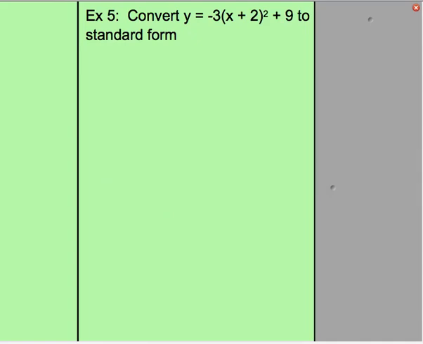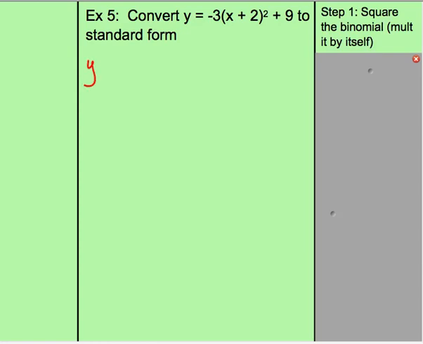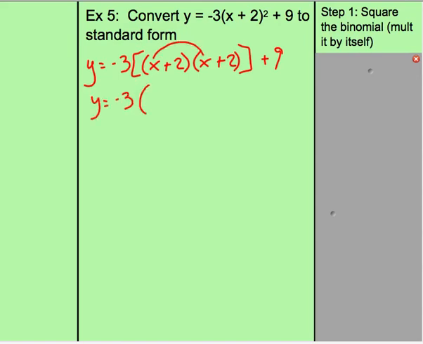One more. Start by squaring that binomial. Make sure you square the binomial before you distribute that coefficient. Multiply it by itself, so we've got y equals negative 3. X times x is x squared. X times 2 is 2x. 2 times x is 2x. And 2 times 2 is 4.